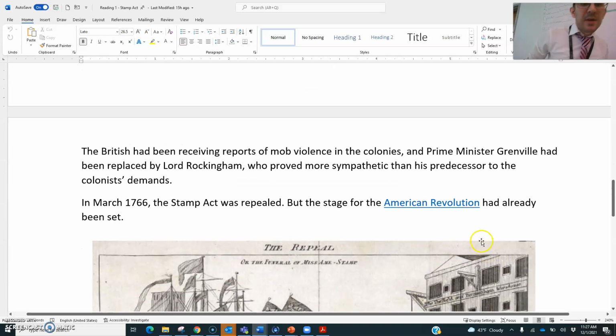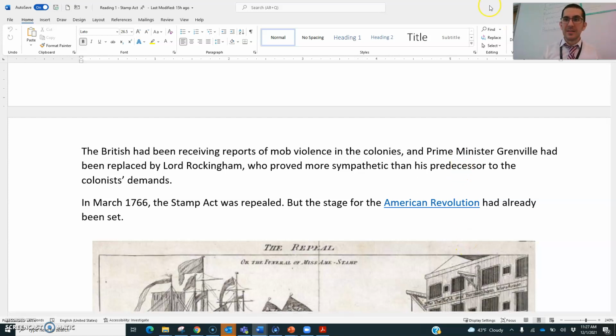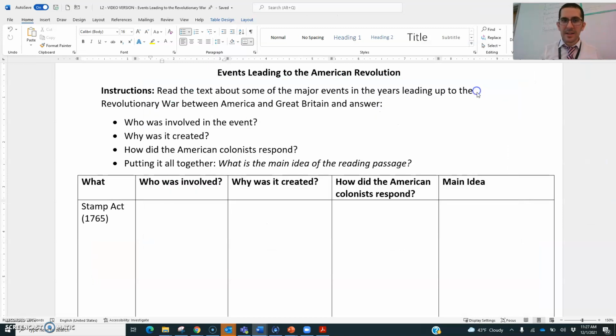The British had been receiving reports of mob violence in the colonies, and Prime Minister Grenville had been replaced by Lord Rockingham, who proved more sympathetic than his predecessor to the colonists' demands. In March of 1766, the Stamp Act was repealed. They got rid of it. But the stage for the American Revolution had been set. Okay, so now let's continue.